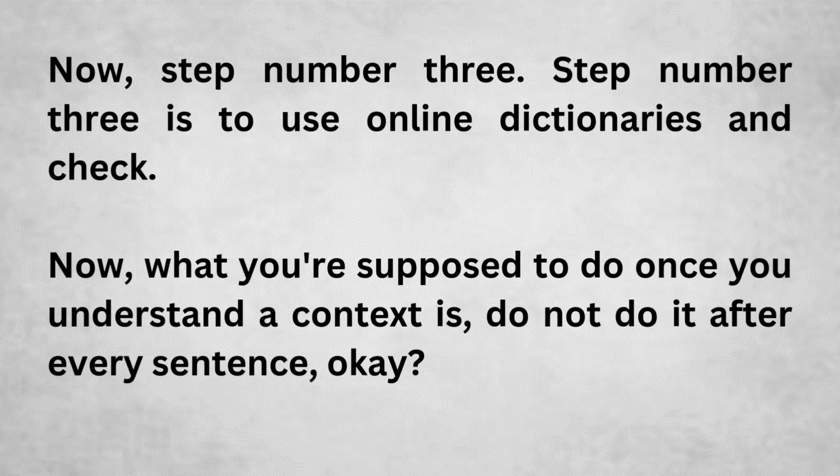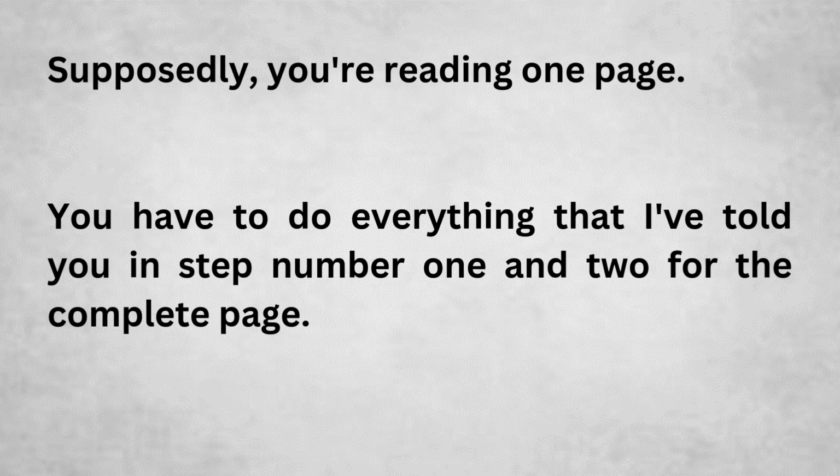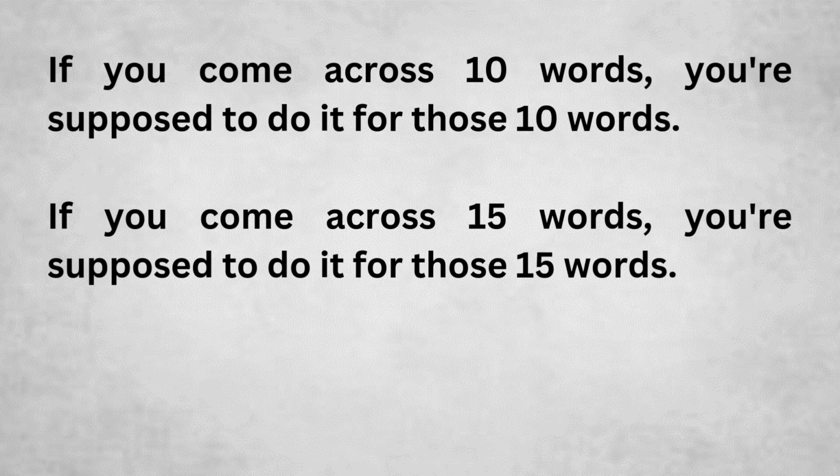Now, step number 3 is to use online dictionaries and check. Once you understand a context, do not do it after every sentence, okay? Supposedly, you're reading one page. You have to do everything that I've told you in step number 1 and 2 for the complete page. If you come across 10 words, you're supposed to do it for those 10 words. If you come across 15 words, you're supposed to do it for those 15 words.